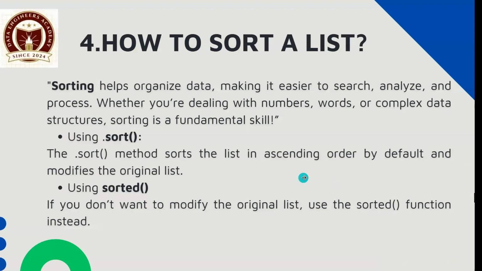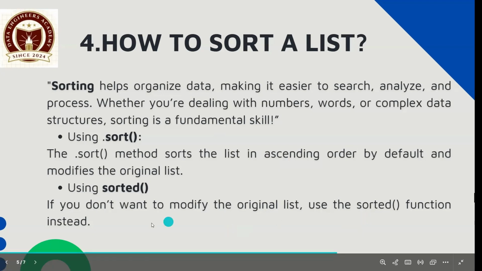The next question is how to sort a list. Sorting helps organize data, making it easier to search, analyze, and process. Whether you are dealing with numbers, words, or complex data structures, sorting is a fundamental skill. We have two different methods to sort a list, the sort method and the sorted method. The sort method sorts the list in ascending order by default and modifies the original list. Using the sorted method, if you don't want to modify the original list, the sorted function will create a new list.